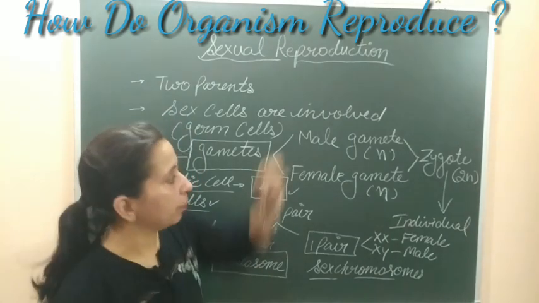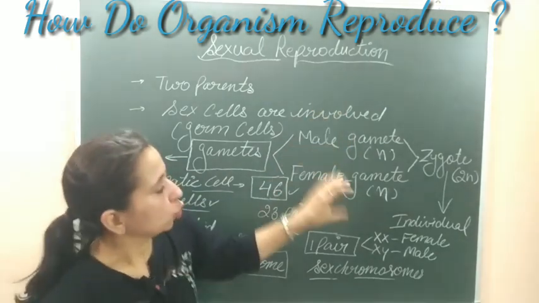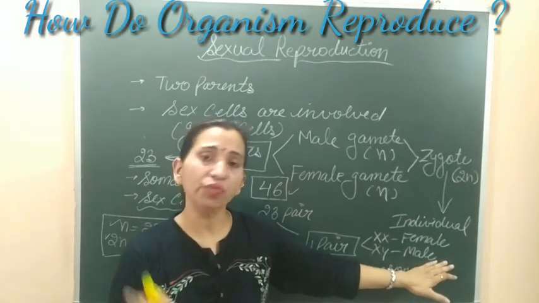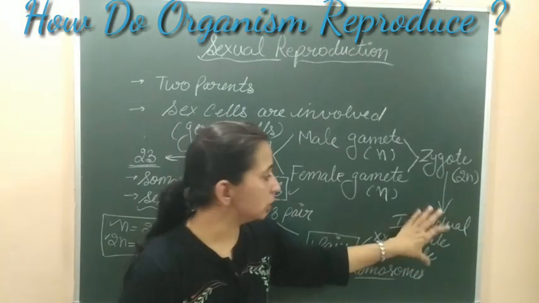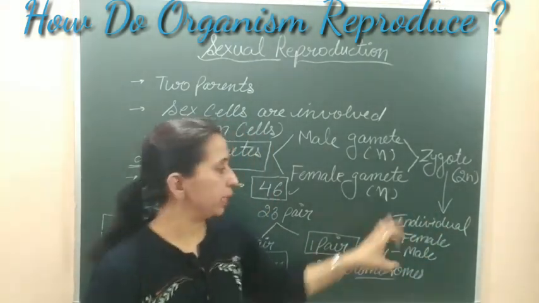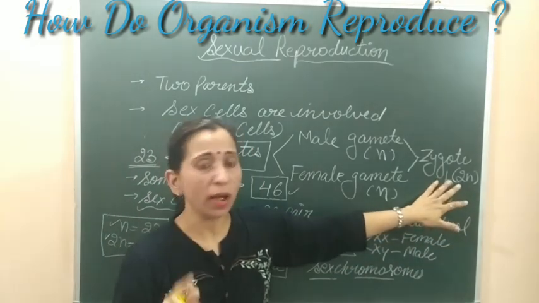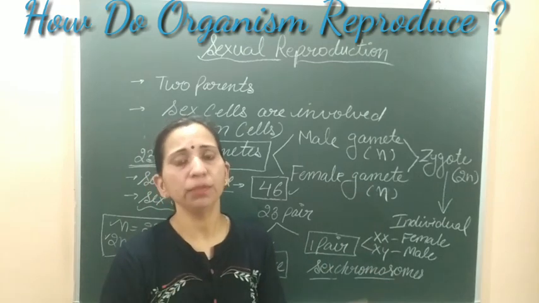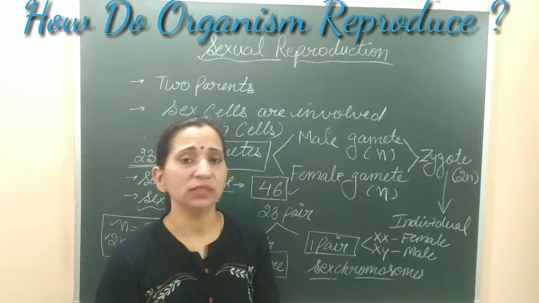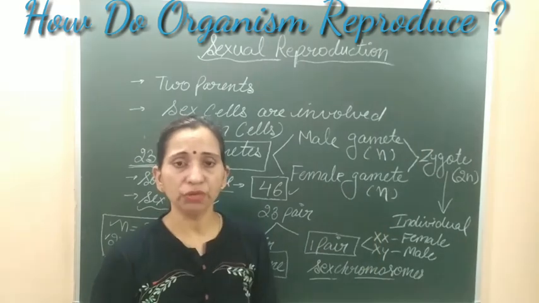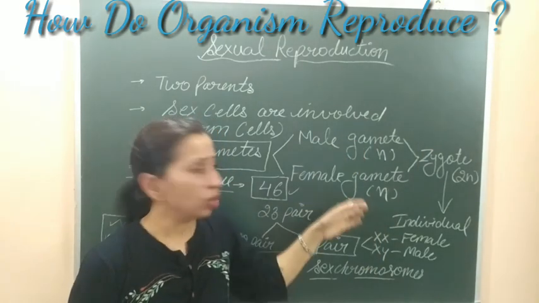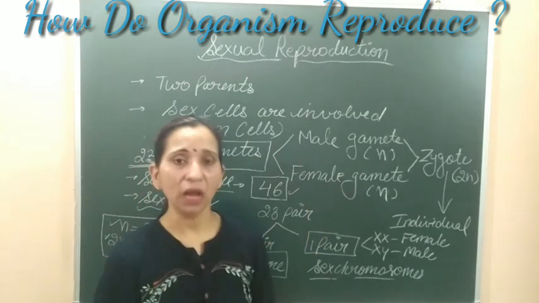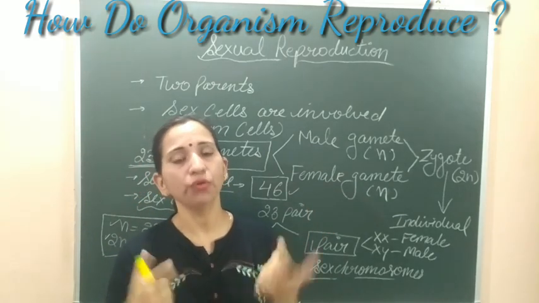46 chromosome कहाँ से आए? 23 आए male से, 23 आए female से, and the zygote is formed, and this zygote will develop into an individual. Suppose this individual is you. अगर आप ये individual हैं, so we can say that you have 46 chromosomes, 23 pair chromosome. Out of these 46 chromosomes, you have taken 23 chromosomes from your father and you have taken 23 chromosomes from your mother. That's why we have the characteristics of both of our parents.